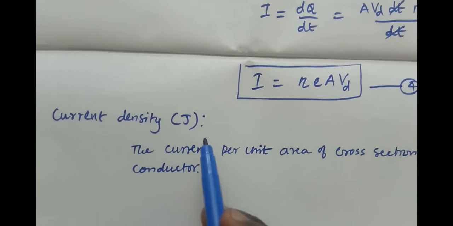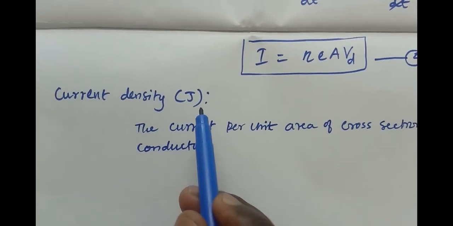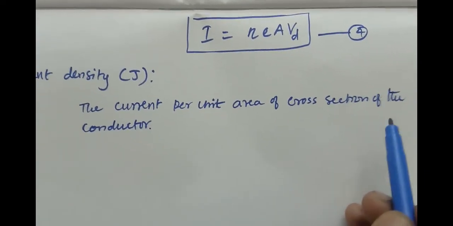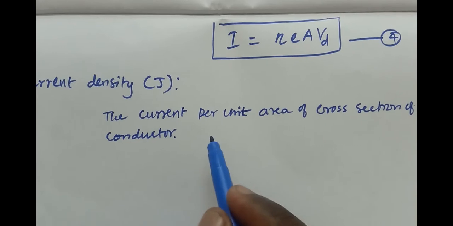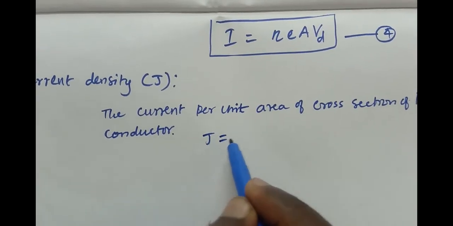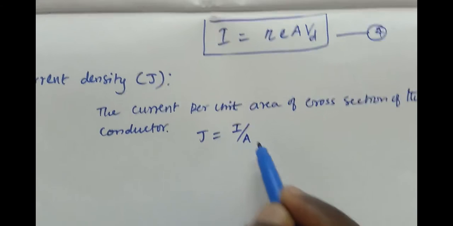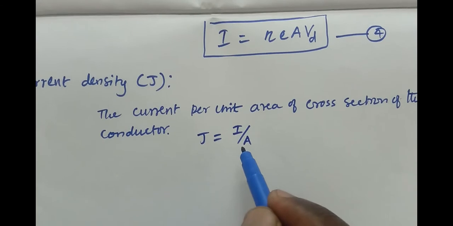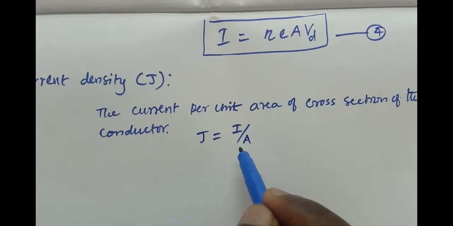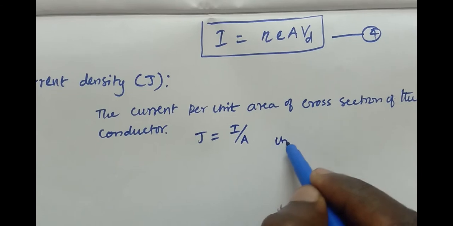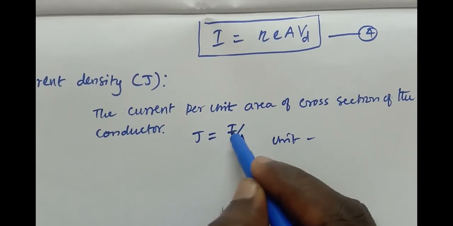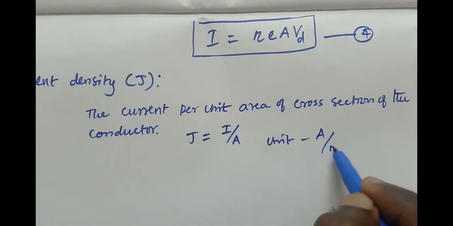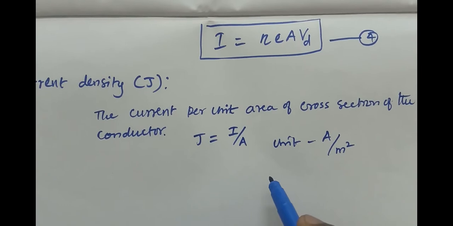Now calculate current density. Current density is defined as the current per unit area of cross section of the conductor. Therefore, J is equal to I by A. Now the SI unit of current density. What is the unit of current? Ampere per unit area, meter square. Are you clear, children? Okay.